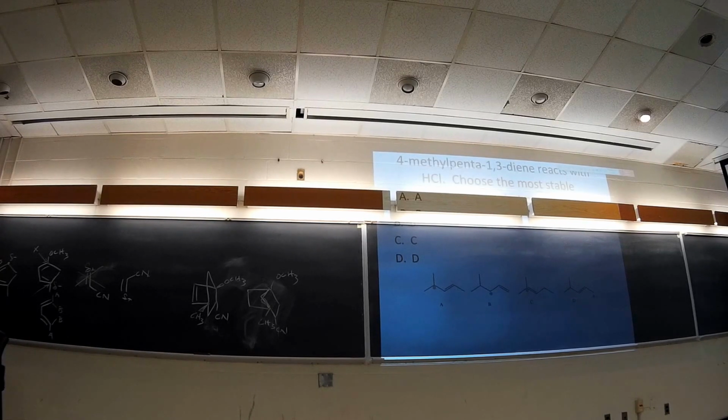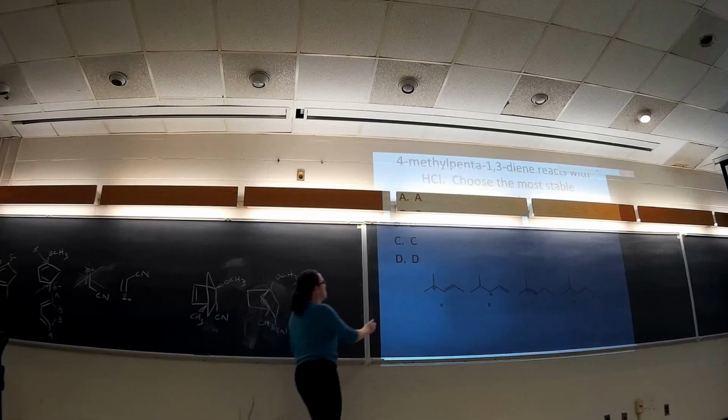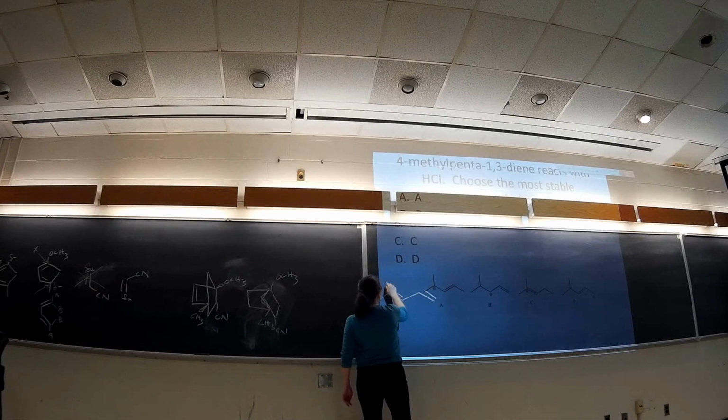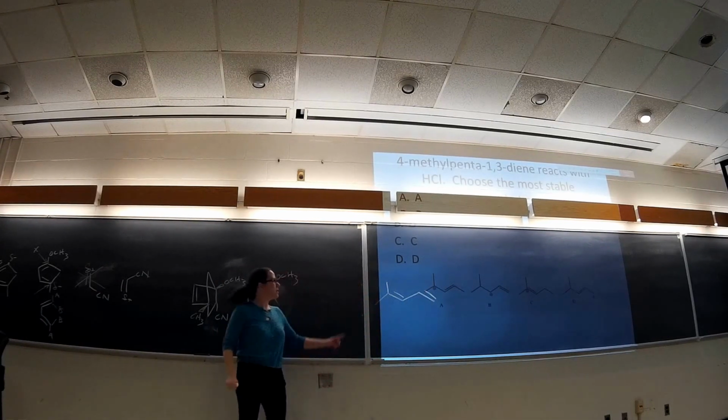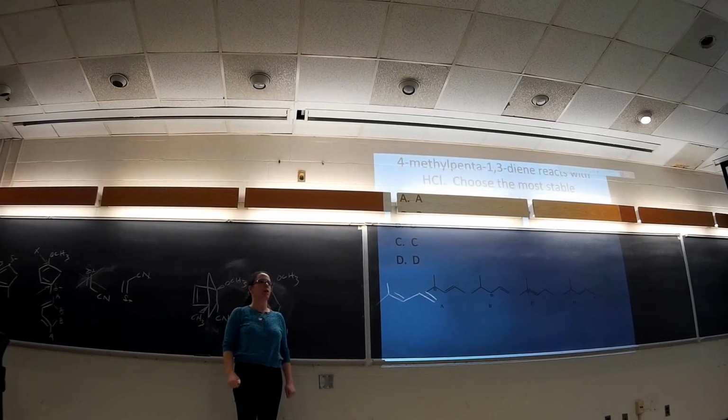4-methyl-1,3-pentadiene reacts with HCl. Choose the most stable carbocation that can form. I'll draw this up very quickly so you can see it. Okay? Does everyone see that even though the projector's still on? I can't turn the projector off because the computer doesn't work.